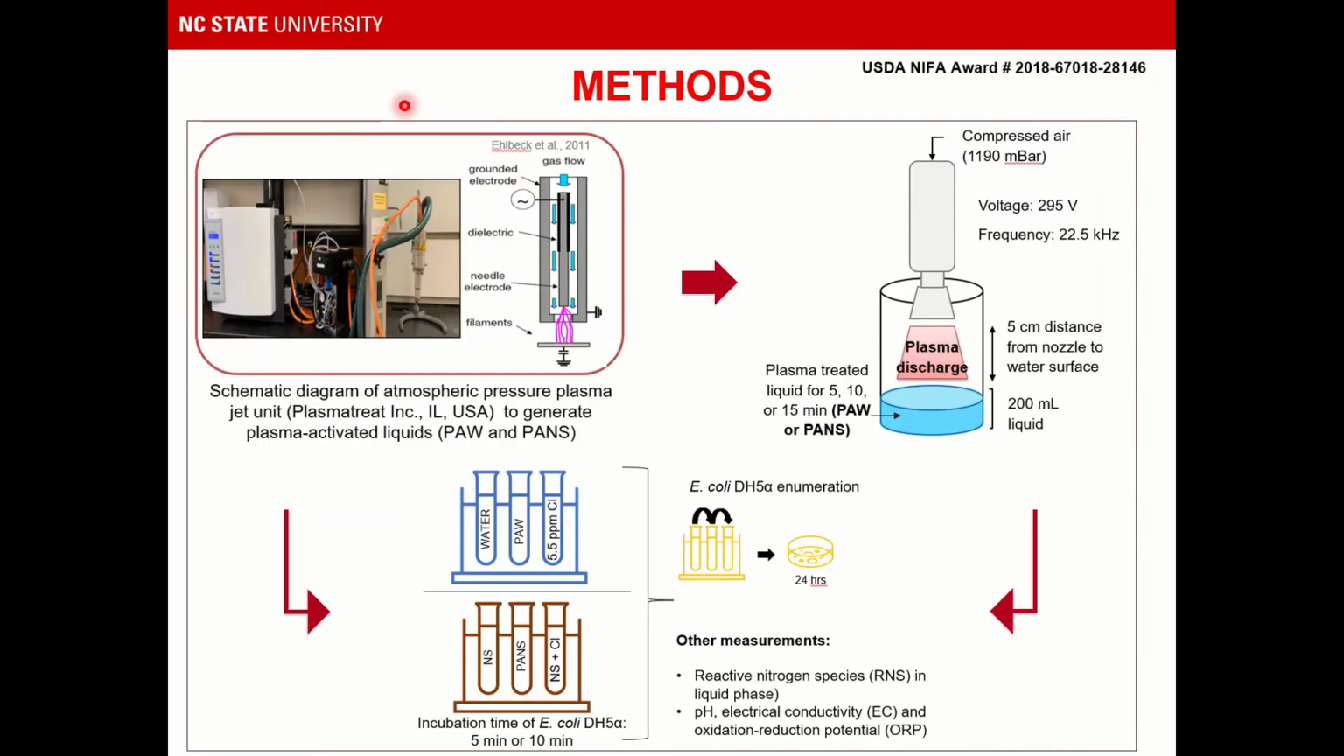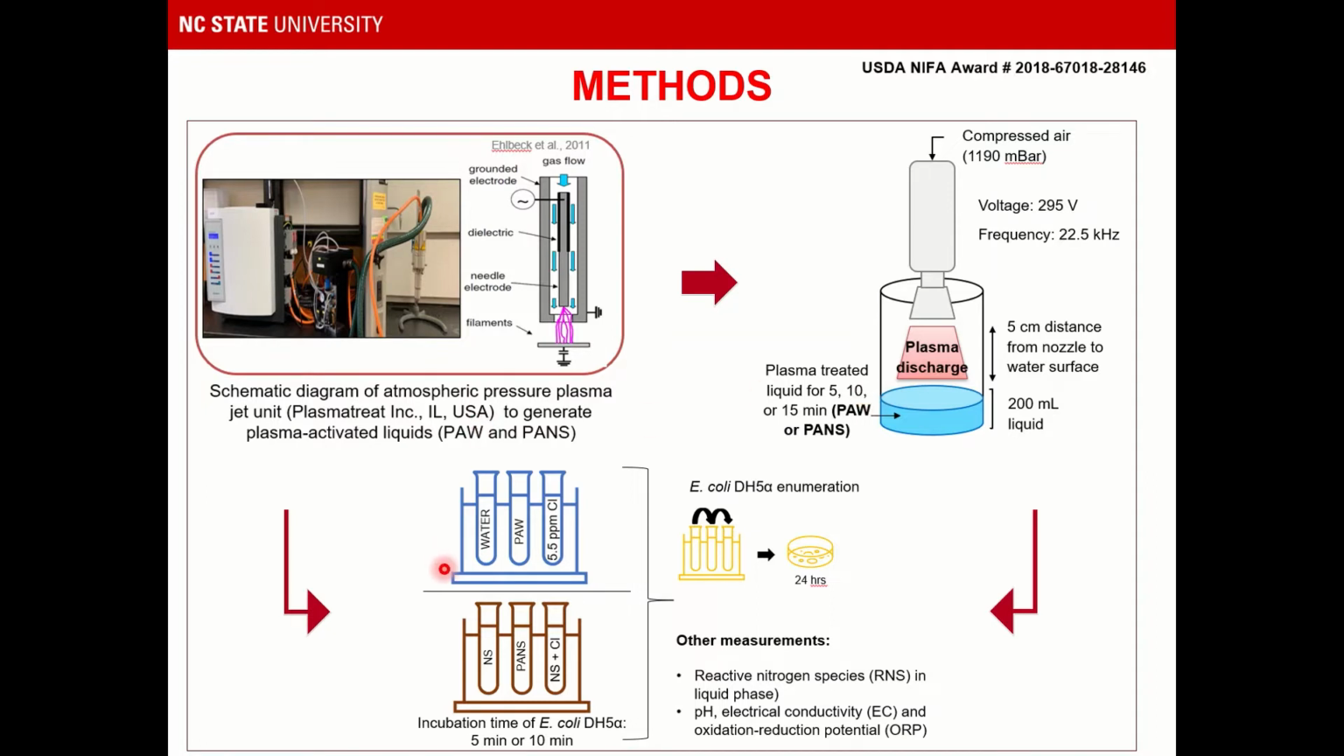In terms of methods, we had a plasma jet. The feed gas was compressed air. The air plasma treated the surface of a liquid, water in the case of PAW, nutrient solution in the case of PANS, for 5, 10, or 15 minutes, such that PAW 5 indicates water treated by plasma for 5 minutes. The 6 plasma liquids had controls.